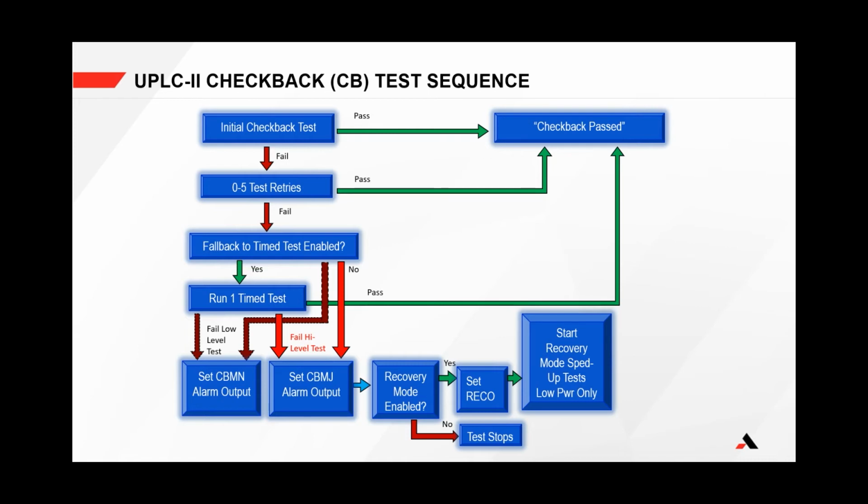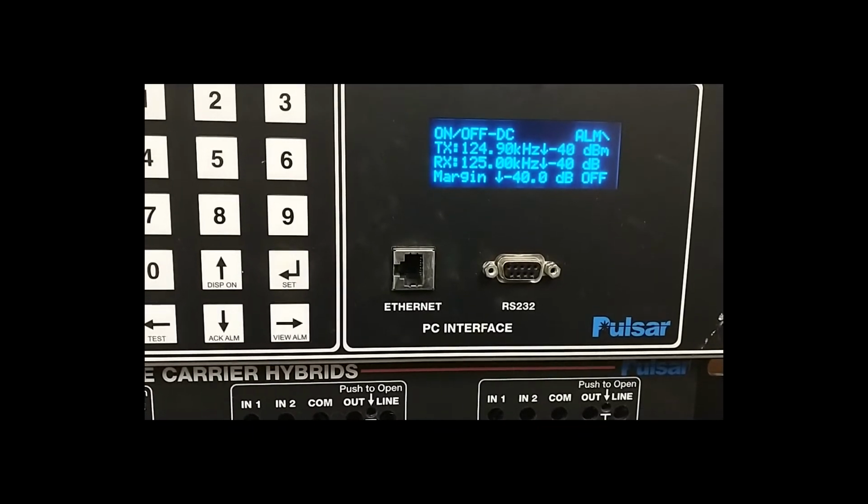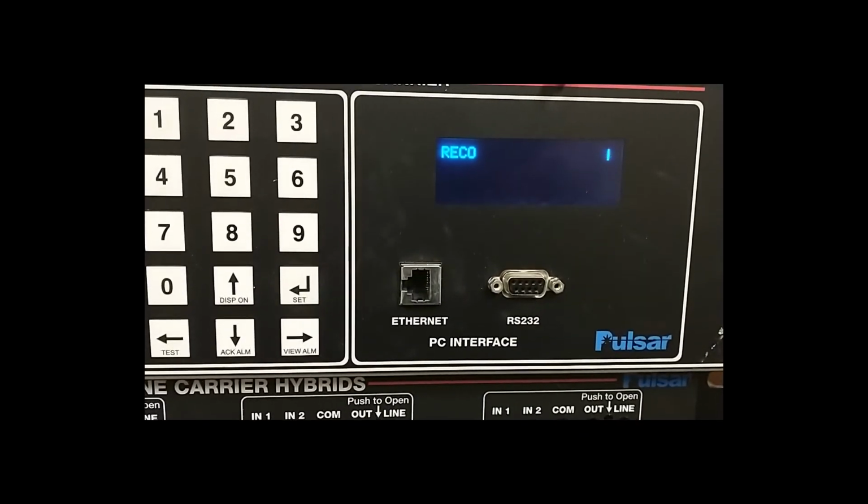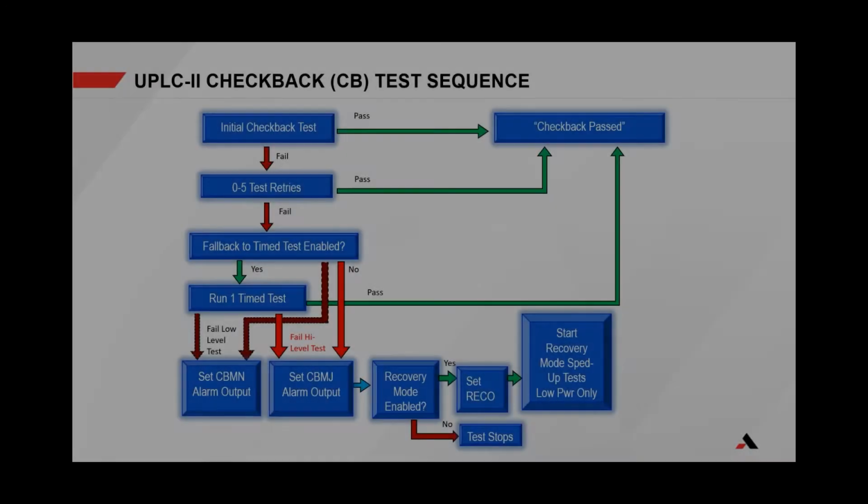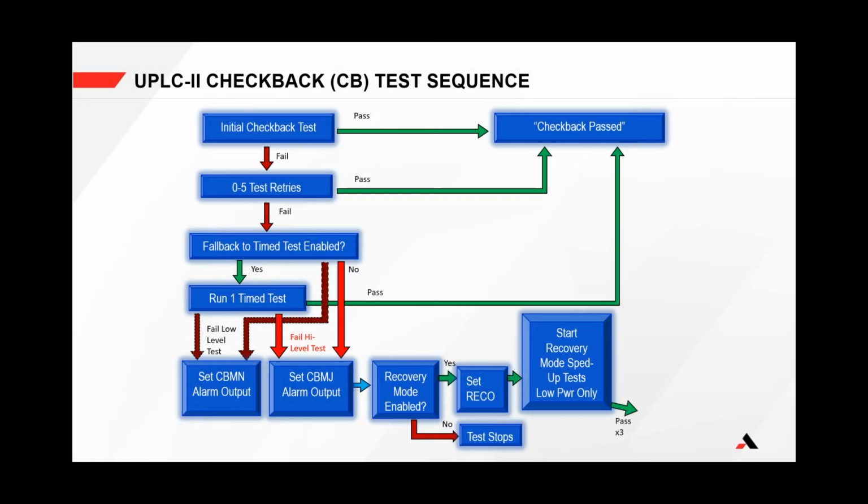On the first successful test, the major checkback alarm will be cleared, shown here on the front display. Once 3 consecutive checkback tests pass, then the master UPLC will clear the recovery alarm, revert to normal checkback operation, and it will pulse the checkback recovered output for 1 second.